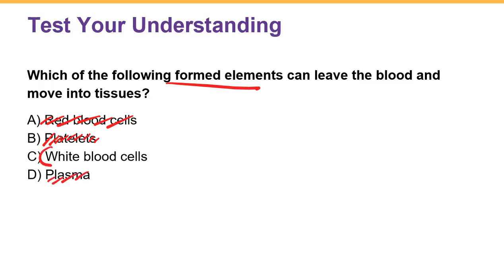But white blood cells, all of them, can leave the blood and move into tissues. Some of them can come back to the blood, and some of them, like monocytes, can become macrophages and live there for years.